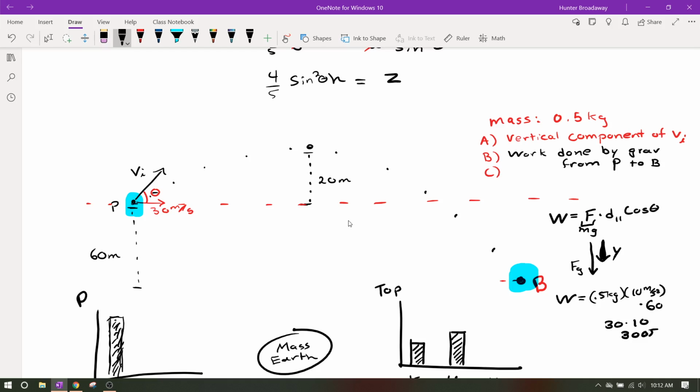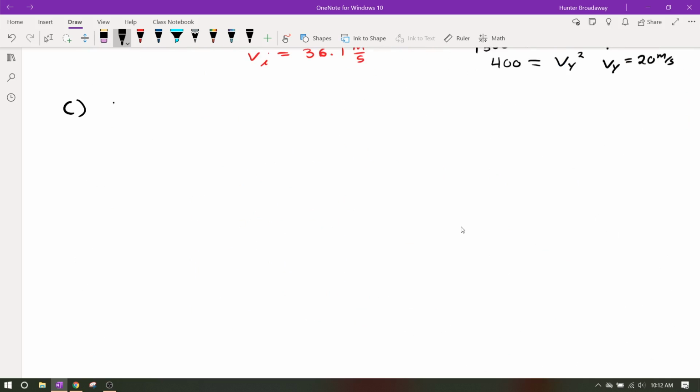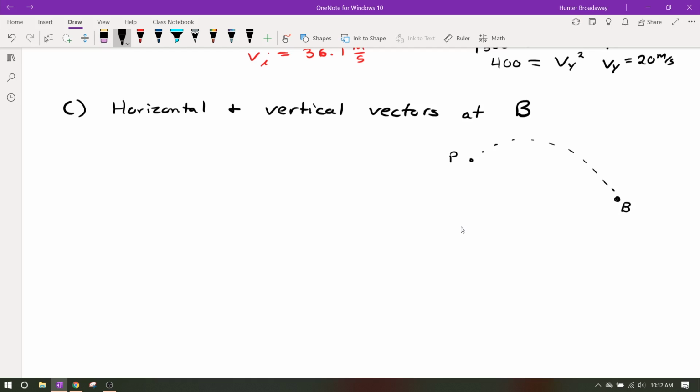And then let's see here. For part C, the horizontal and vertical components of the velocity vector when the particle reaches B. Okay, so I'm going to go ahead and write part C. C, horizontal and vertical vectors at point B. Okay, so I'm going to draw a quick recap of what we did. We start here, we end here, and there's a lot of information that we already know that's written up above. So we don't have to write them all down because I don't think they're all going to be super handy, but there's a couple of different pieces of information that we can use.